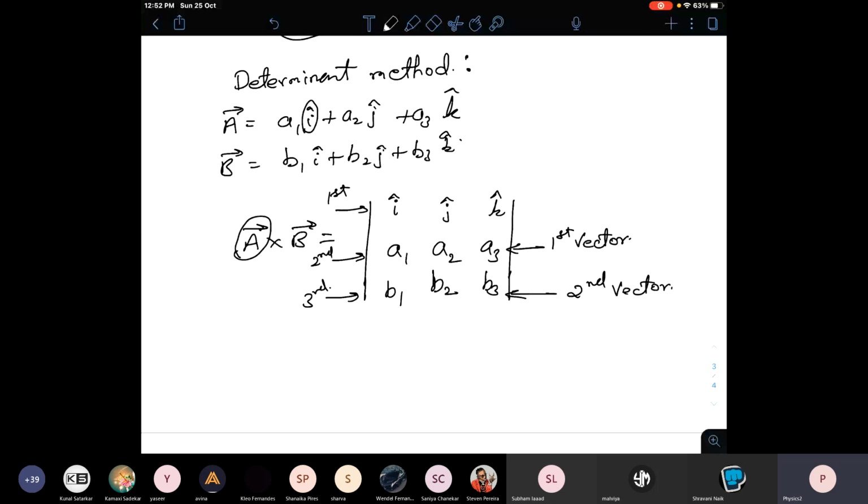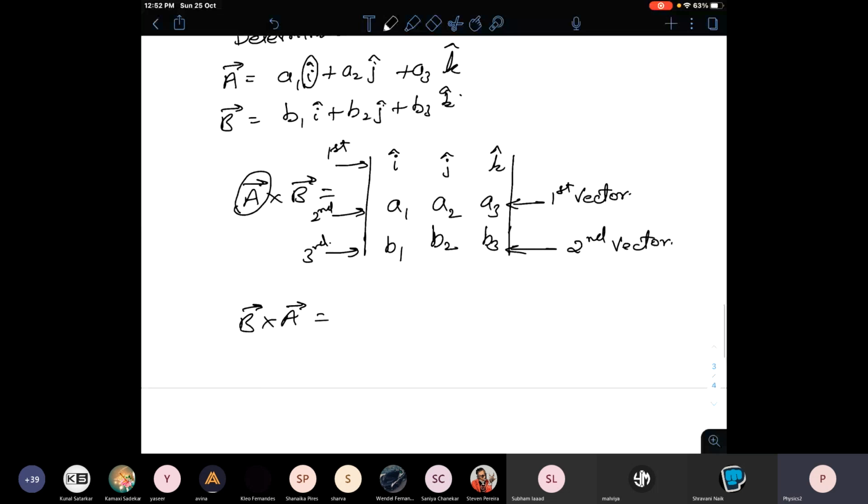Now we will learn how to open this. We have to calculate, do some calculations on this also. But before that, let's see what is the change we get when we try to write B cross A. A cross B we have already written, but now we have to write it as B cross A. So if we want to write B cross A in the form of determinant, again we write parallel lines. First row i cap, j cap, and k cap.